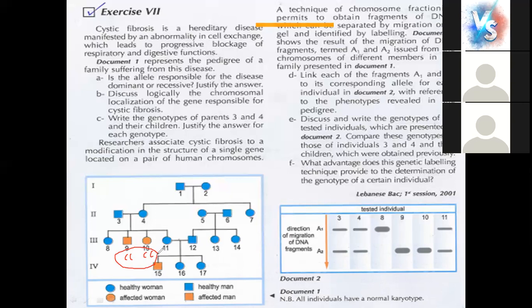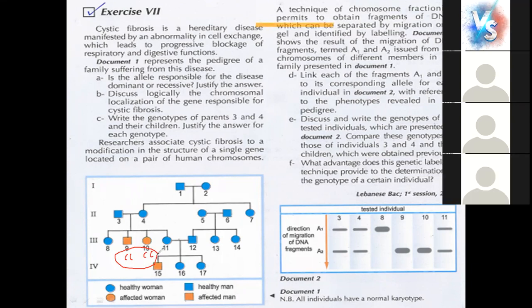Moving now to Noura. What do you think about 3 and 4? Are they normal or affected? Noura, do you hear me? Can you try? 3 and 4, they are normal, right? Or affected? What do you think? I don't know. 3 and 4, they have the blue color. So blue color, they are normal or affected? Normal. So you have to use the legend, Noura, okay?